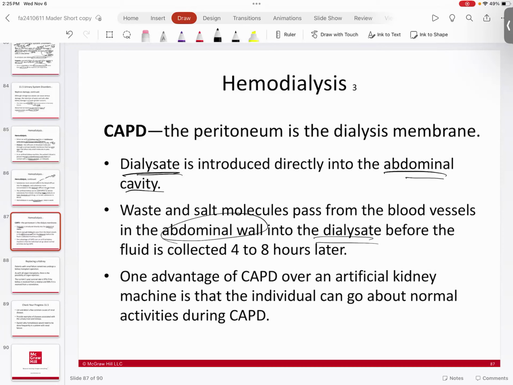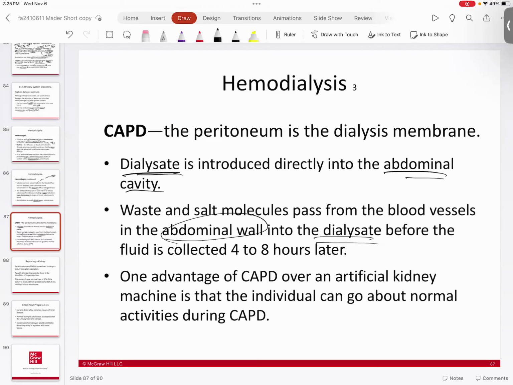So instead of doing it in the kidney, what you're doing is you're accessing the blood vessels in other areas of the body. And you're using your dialysate to essentially sort of suck out all of the waste and the salts and things like that. And then you'll recollect that fluid that basically picked that all up.